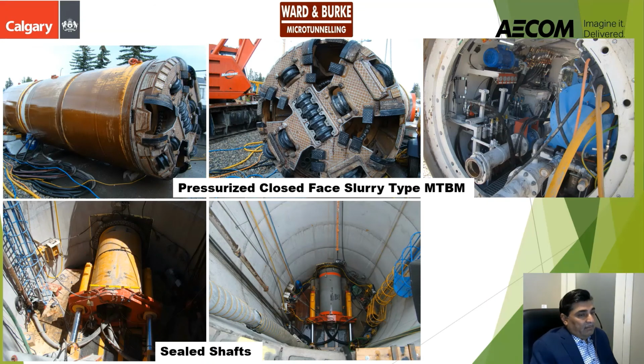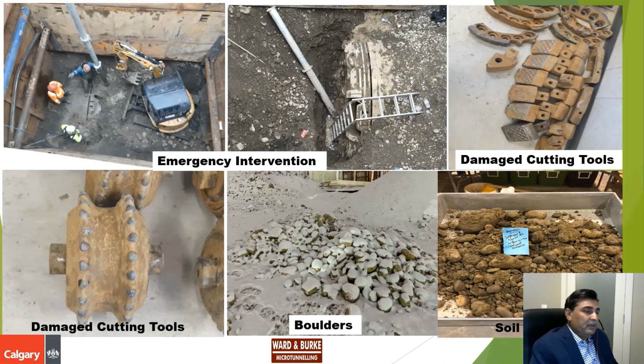As we specified, the contractor used a pressurized closed face slurry type MTBM, and the contractor used the shield method of shaft construction, which was basically caisson sinking. So during construction, the contractor informed us that there is something wrong with the tunnel boring machine. So they had to do an emergency intervention, which means a rescue shaft, and expose the tunnel face and see what is wrong. They exposed it, and they found that the cutting tools are damaged. Okay, so they are damaged because they encountered hard ground.